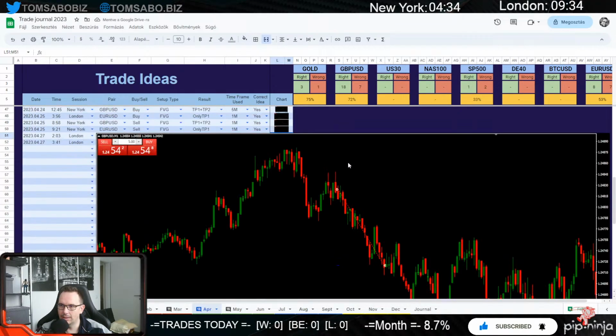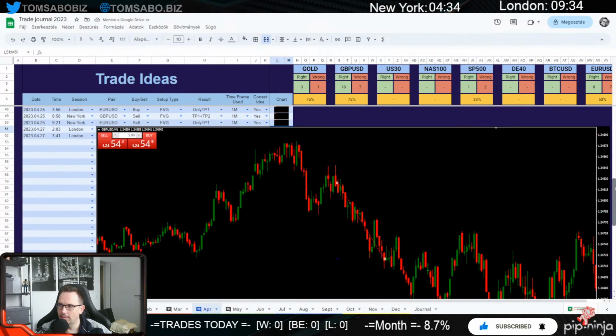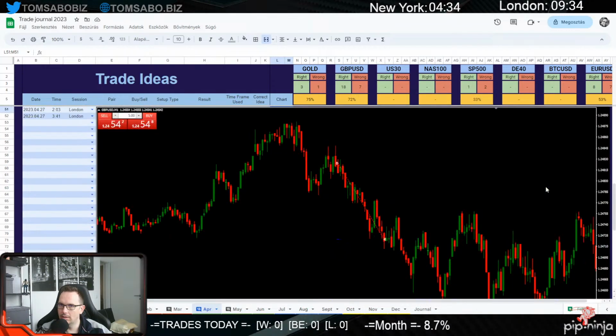Yeah, this is. Come on. What the hell? Anyway, this is the pound dollar again. This was the FVG right here. This was structure break here and here as well. Should have left the annotations on it. This was the FVG, entered at the FVG.